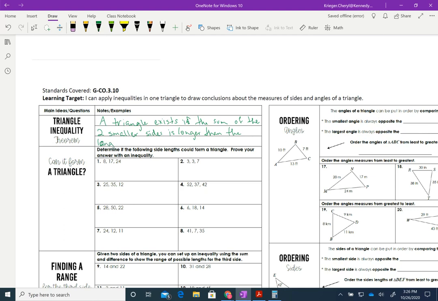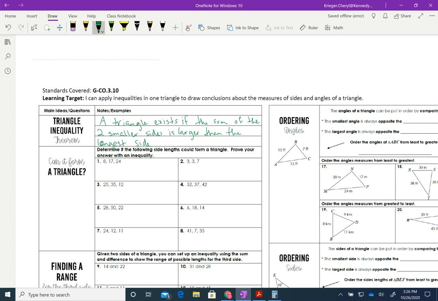Longest side. Okay. So I guess I should say instead of longer, I should say larger, because we're talking about sum. So the sum is larger than the longest side. Okay. So knowing that that's true, and I'll prove it tomorrow in class, it's too hard for me to show you a video of it right now. So it says, determine if the side lengths could form a triangle. Prove your answer with an inequality.